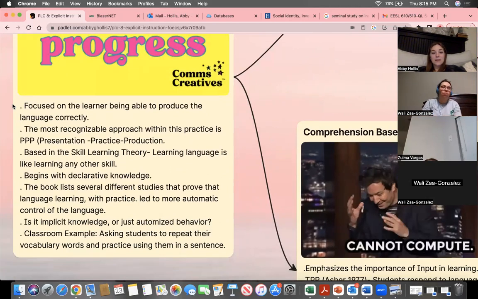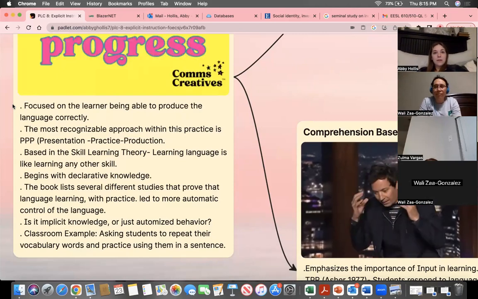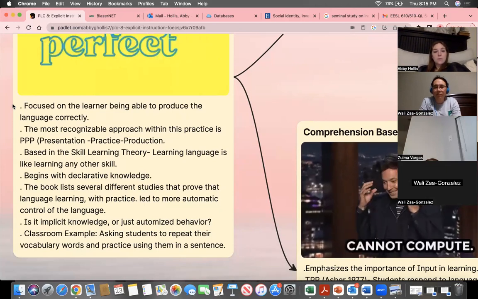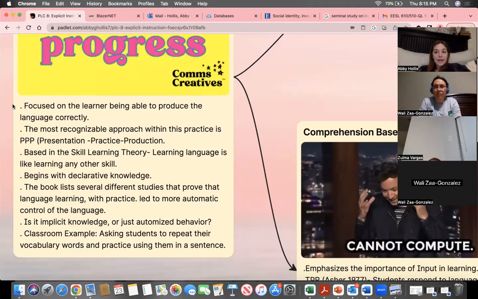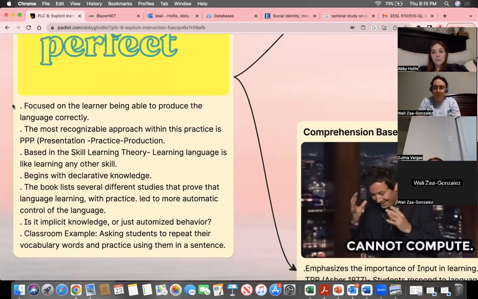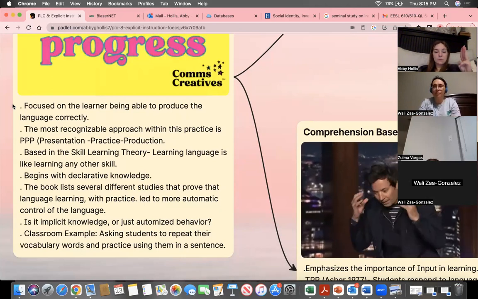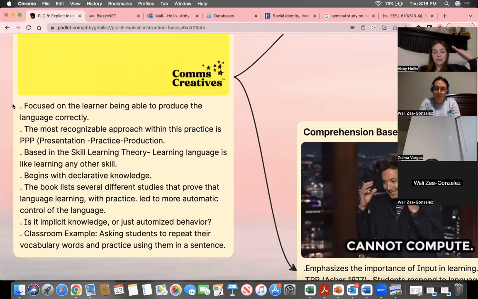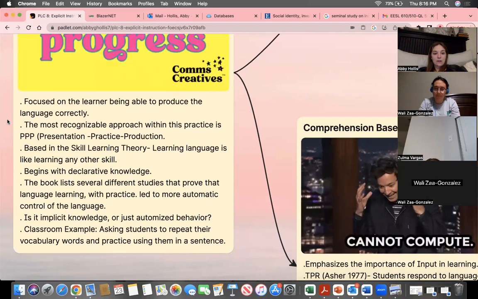It's focused on the learner being able to produce the language correctly. So really we're focused more on obviously the production. It's in the name. The most recognizable approach within this practice is presentation, practice, and production. And we talked a little bit about this last week. This is kind of what scaffolding is based off of. You model it first, and then you practice it with your students, and then they do it on their own. So it's kind of like stair steps. We're stair stepping up. We're building our scaffolding up, and that can apply to different things. But this is just one of the ways that we can use scaffolding in our classroom.